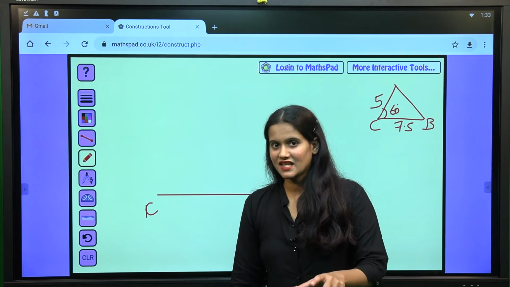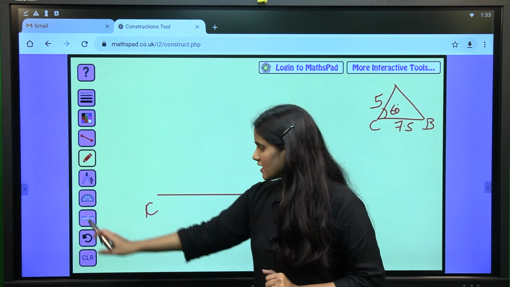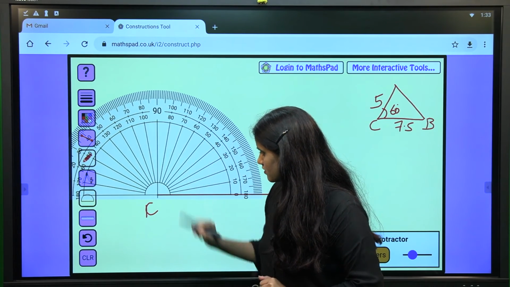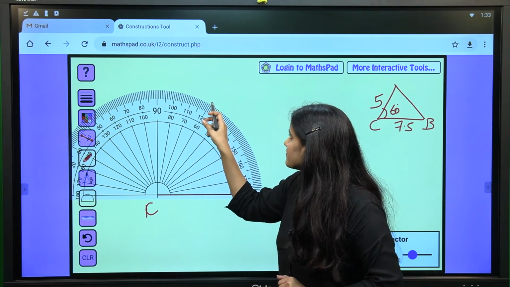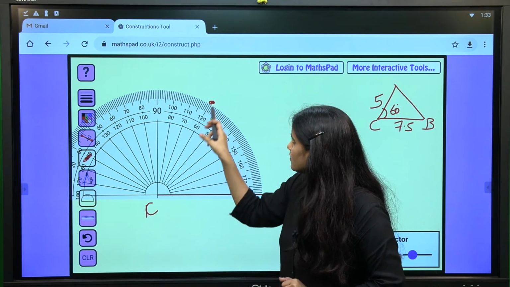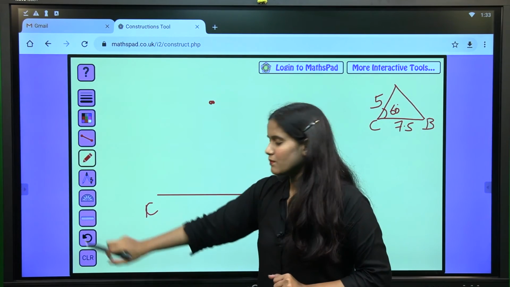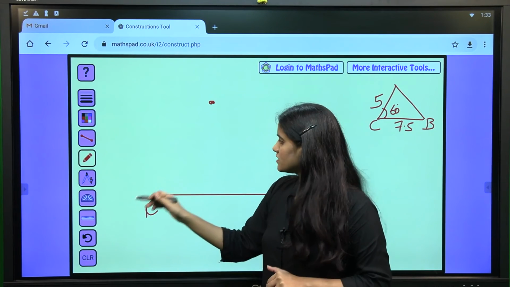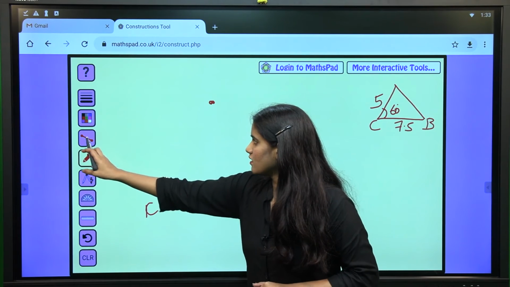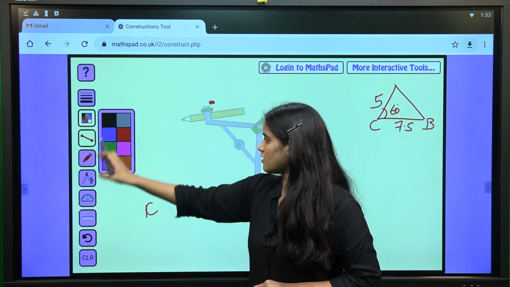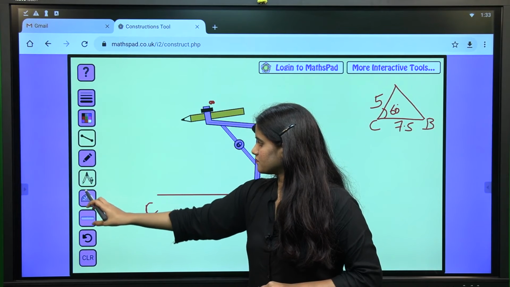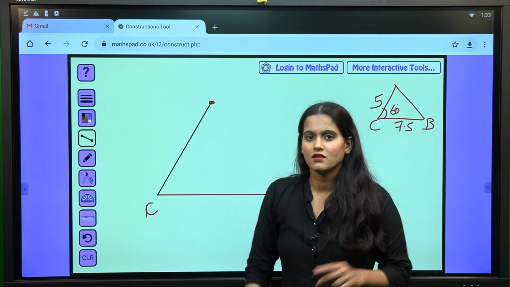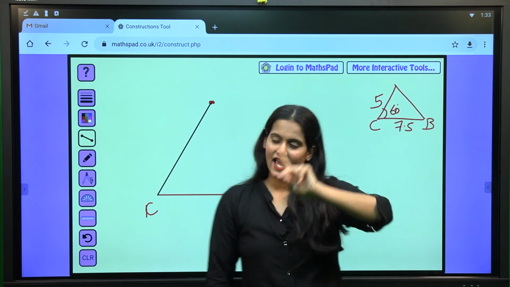Next is 60-degree angle construction. So take a protractor, keep it at C. Now mark a 60-degree point. Here you are getting 60 degree. You can see now? Yeah. So now I don't want a protractor. I got a point which measures 60 degree now. Just join this point with C. That's it. I'll change the color. Okay. Done. You got this point which is A.